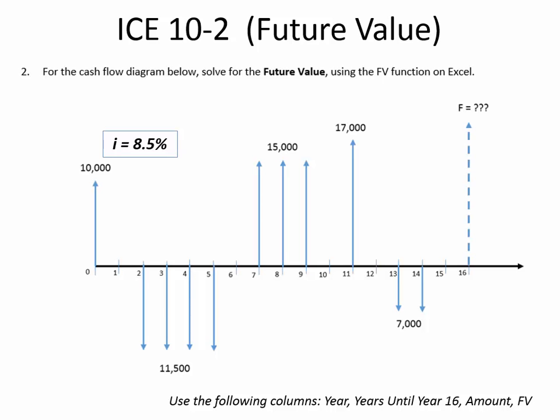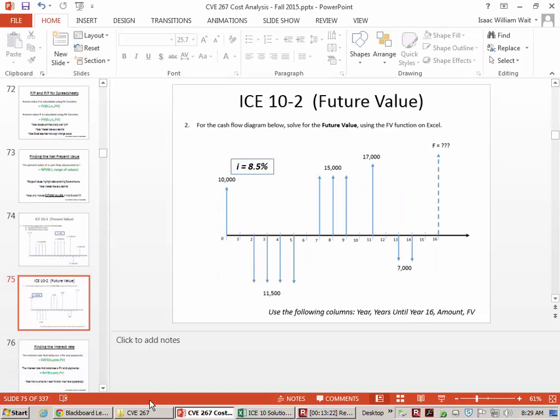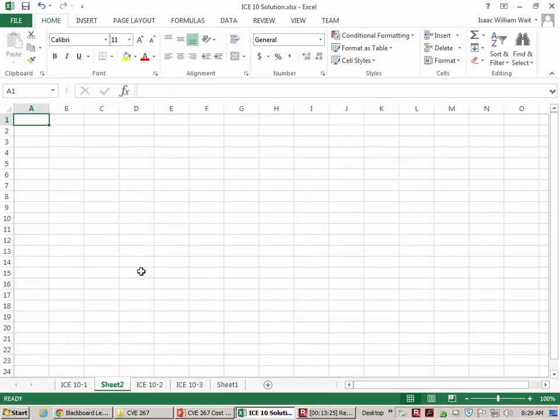Type in this cash flow diagram, and we want to find out the future value. As a hint, I'm going to tell you the columns that you need to have for this problem, because it's a little bit tricky the way it works. For this one, have I equals, and then type in the interest rate, have time, years until year 16, amount, and then FV.